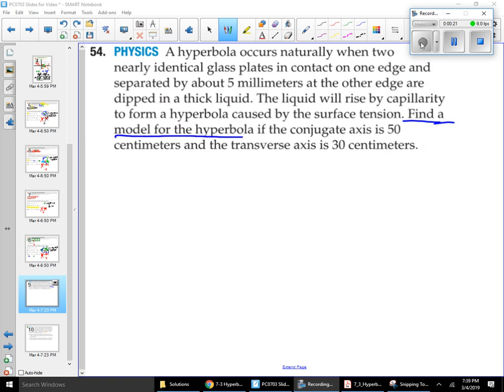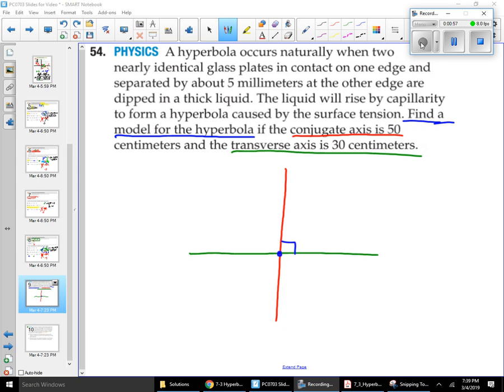find a model for a hyperbola if the conjugate axis is 50 and the transverse axis is 30. Both of those units are centimeters. They don't specify what kind of hyperbola, whether this is horizontal or vertical, so you get to pick. That's quite nice. So I'm going to go ahead and say the transverse axis runs this way, and the conjugate axis runs this way. Keep in mind, if you were a good artist, those would be perpendicular and they would meet in the center. So start there.